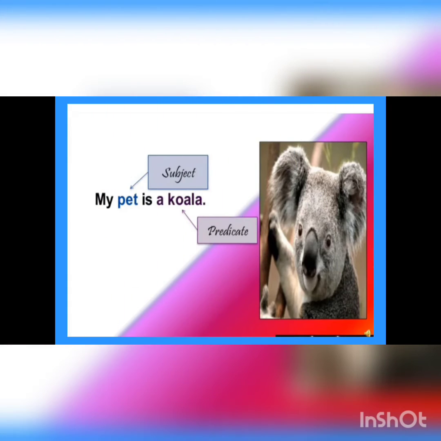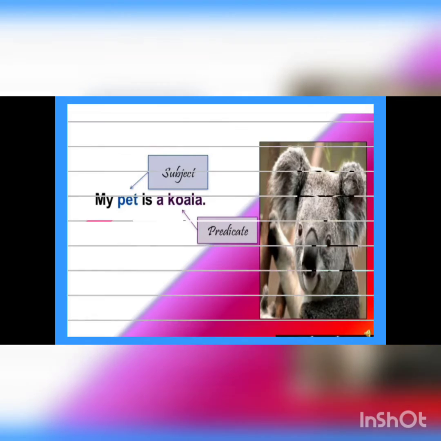See another example. My pet is a koala. Now here, pet is the subject. It's a common noun here. And what is said about this pet? That it is a koala. So, this is the predicate, the second part of the sentence.